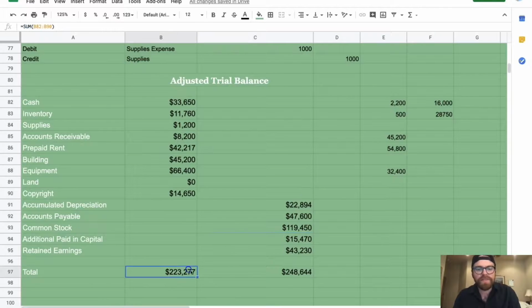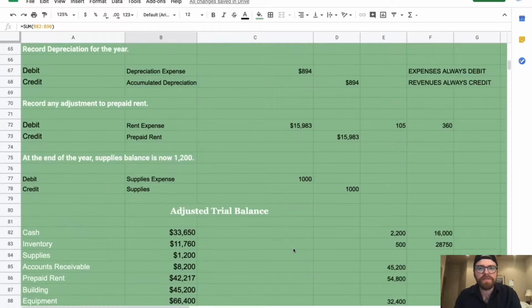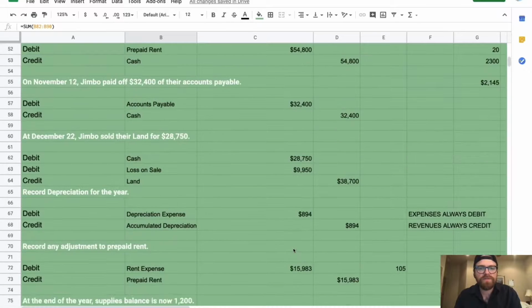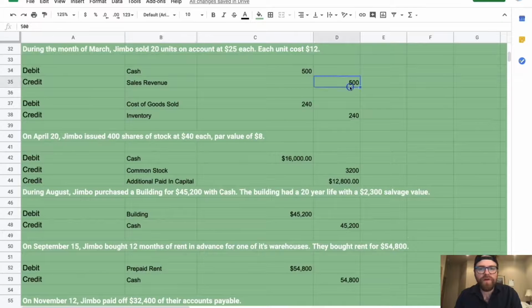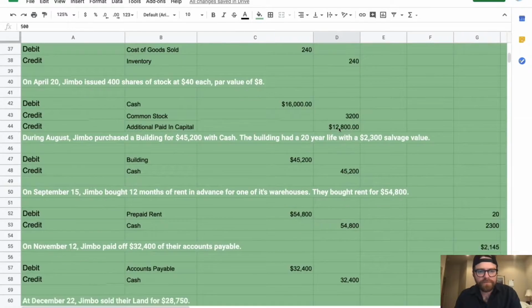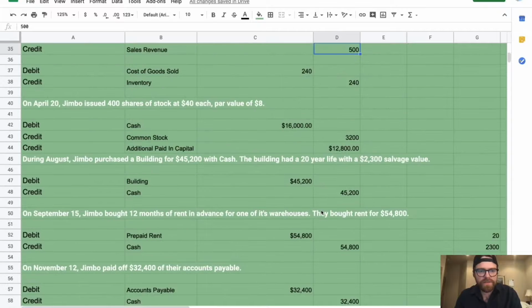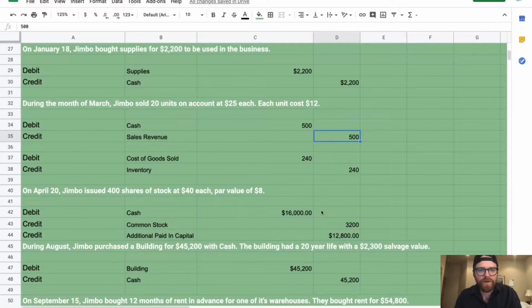So there is a difference, as you can see down here, and I know exactly what that difference is. Let me show you. So what I'll show you here is basically we need to go ahead and add in our revenues and our expenses to retained earnings. So let's figure that out. I'll just do some quick math here. So revenue 500, and no more revenues, just that one 500.